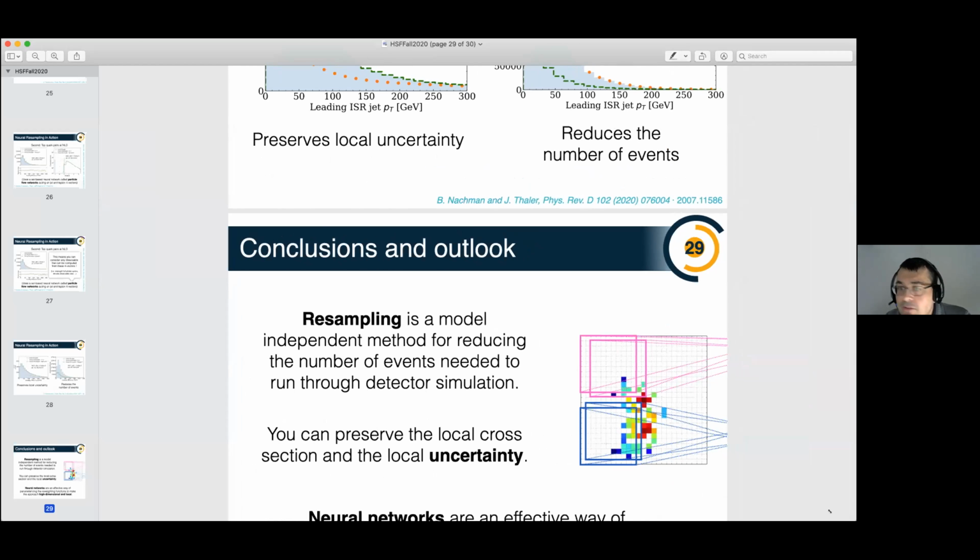Hi, Ben. Thanks for the talk. So I have one comment and one question. The comment concerns the positive resampling, which is not your work, but still.